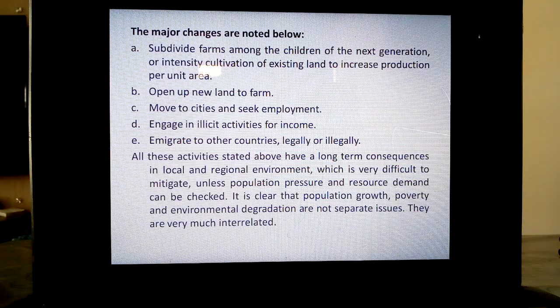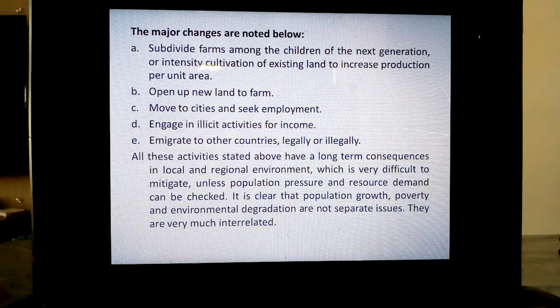Subdivide farms among the children of the next generation, or intensify cultivation of existing land to increase production per unit area. Earlier, one person owned the whole land. Now it is not like that. With four children, they divide the land among the four, and four people will grow four different crops.